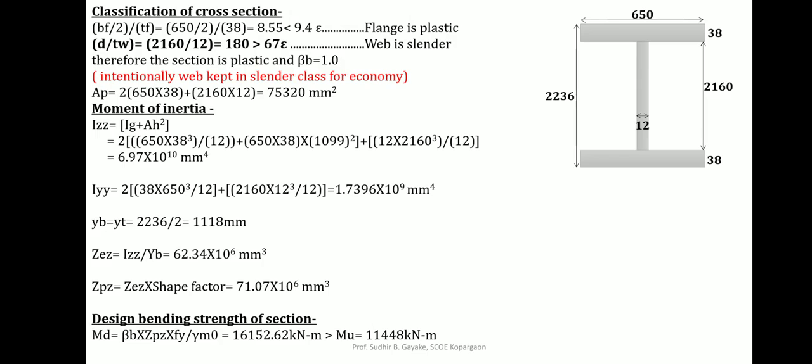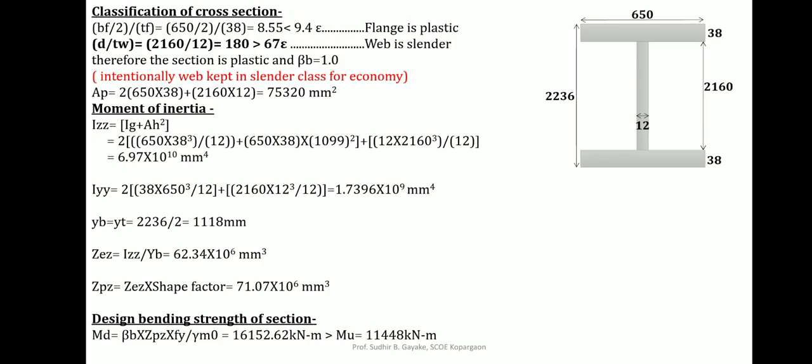Again go for classification. These are the usual steps. Classify only flanges for classification of cross section, and that is plastic. We cannot go with classification of web portion because ultimately it is going to fail, it does not satisfy the criteria, and we go for only flange classification. Then calculate the area provided and moment of inertia by adopting Ig plus Ah square, that is parallel axis theorem.